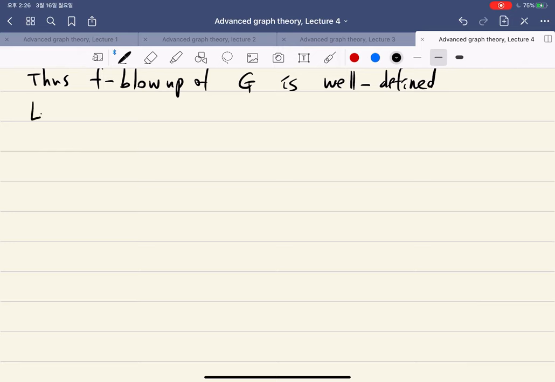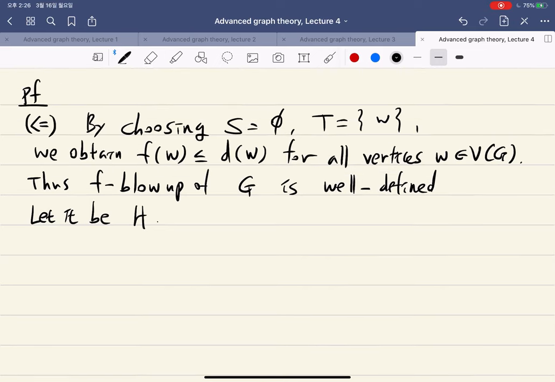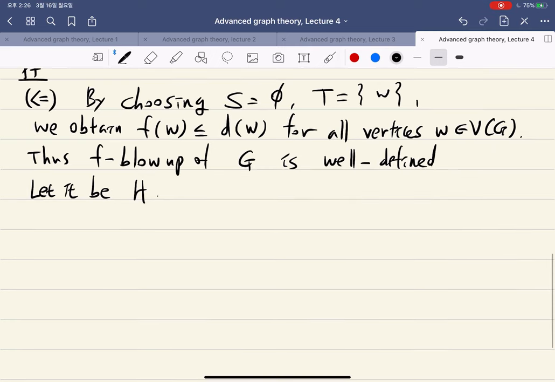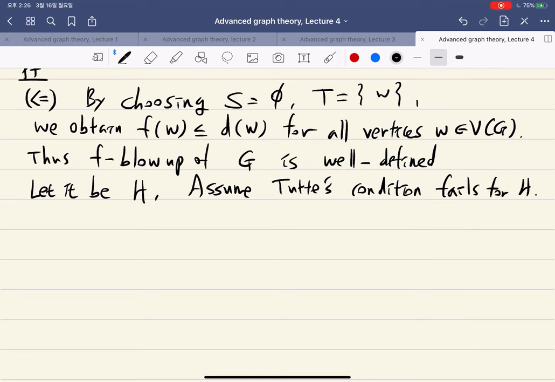So let it be H. And if the Tutte condition holds for this graph H, then we are done. Because the Tutte one-factor theorem says that we can find the one-factor in H, which will translate into an f-factor in G. So we can assume such a condition fails for this f-blow-up H.